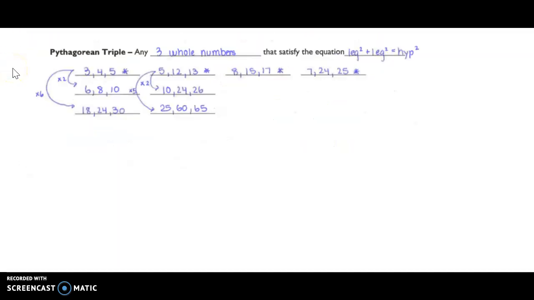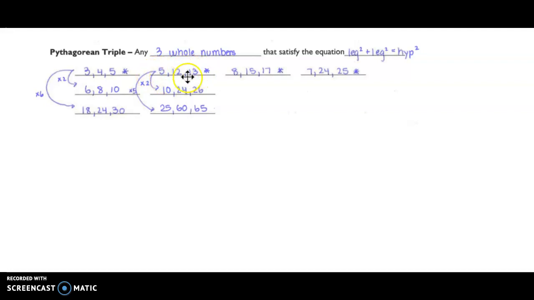There's also what's called Pythagorean triples. A Pythagorean triple is any three whole numbers that satisfy the Pythagorean theorem. Leg squared plus leg squared equals hypotenuse squared. 3, 4, 5 is the most basic Pythagorean triple because 3 squared plus 4 squared equals 5 squared. And then any multiples of 3, 4, 5. So if you multiply each of those numbers by 2, 6, 8, 10, that means 6 squared plus 8 squared equals 10 squared. If you multiply by 6, and so on.